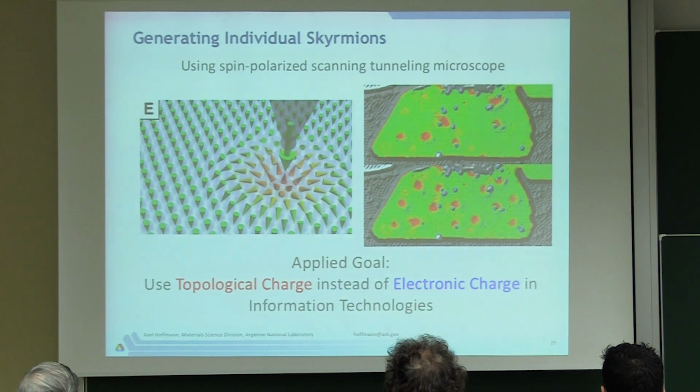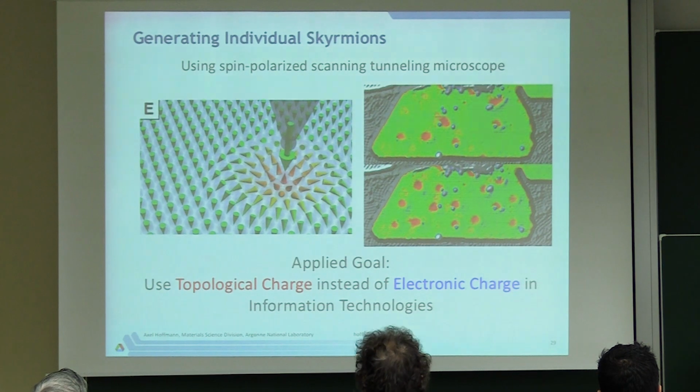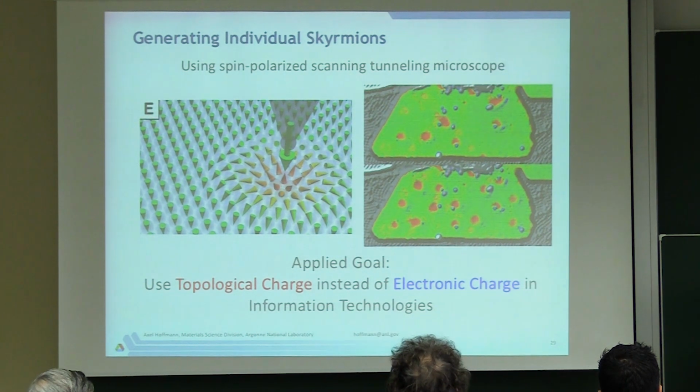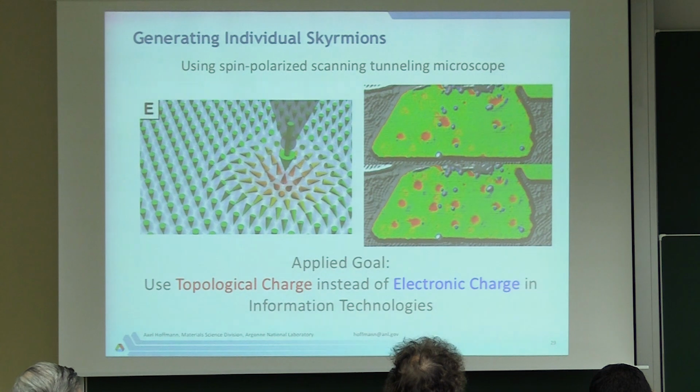This is exciting, because now you can really start thinking of using topological charge instead of electronic charge to encode information in some ways. Now this is very hard though. There's only a handful of groups that know how to use a spin-polarized scanning tunneling microscope really well. This was done at rather low temperatures and very high fields. The skyrmions that were generated here were typically at defects, so it's not even clear that you could move them around if you wanted to. So a whole bunch of questions there, but it at least showed that you can generate skyrmions on demand.